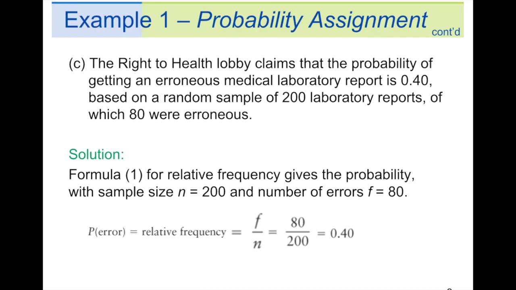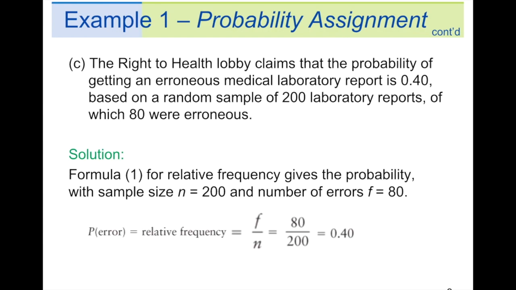C. The Right to Health lobby claims that the probability of getting an erroneous medical laboratory report is 0.4. Based on a random sample of 200 laboratory reports, of which 80 were erroneous. So, the way they found it was the formula for relative frequency gives the probability with sample size n equals 200 and number of errors f equals 80.